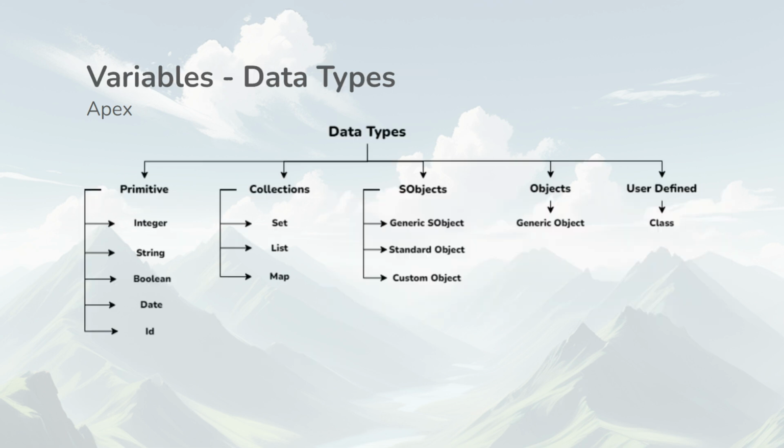You can create the following types of variables in a class: the primitive data types, which could be integer, string, boolean, date, and id; collections, which could be set, list, or map; generic sObject, and standard or custom objects; and then the user-defined data types, which are classes. Classes could be outer or inner classes. Inner classes are also called wrapper classes.